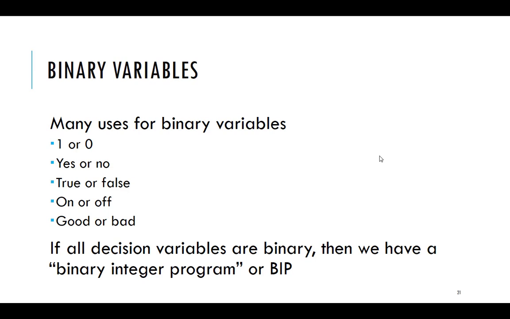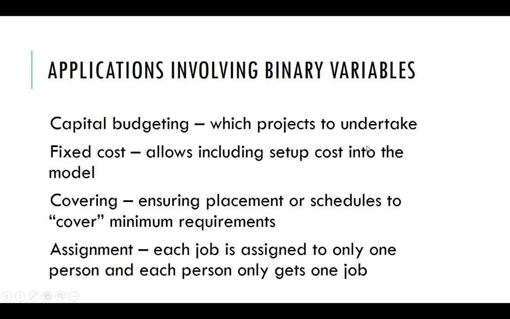If all of the decision variables within an integer program are binary, then we have a special case called the binary integer program, or BIP. Right? If only part of them are binary, then we're back to just the normal nomenclature of MIP, mixed integer program. So we're going to look at several different examples, applications involving binary variables.